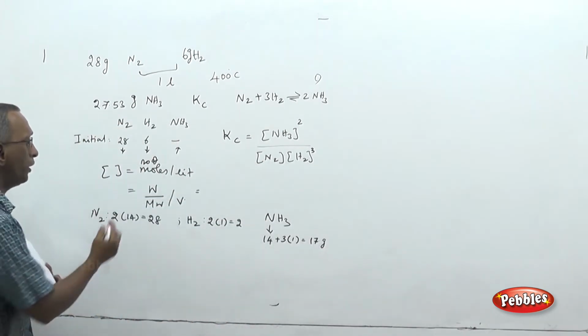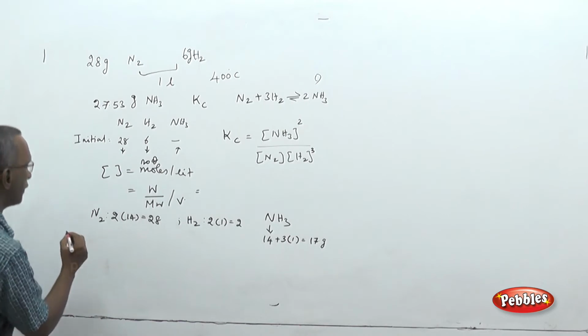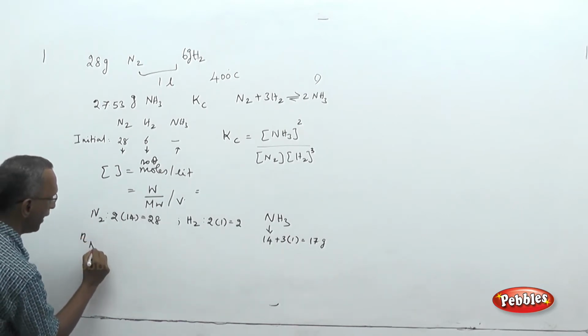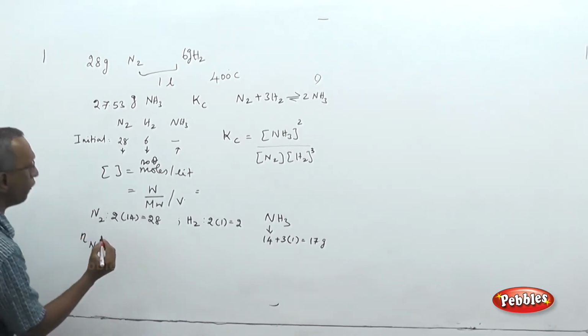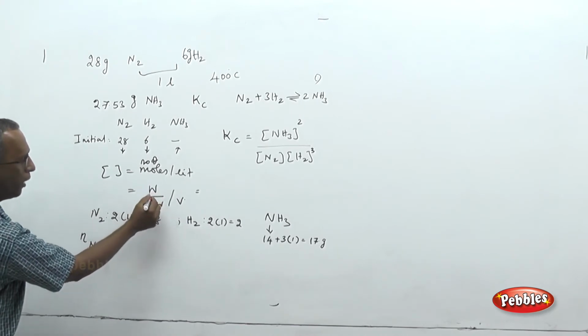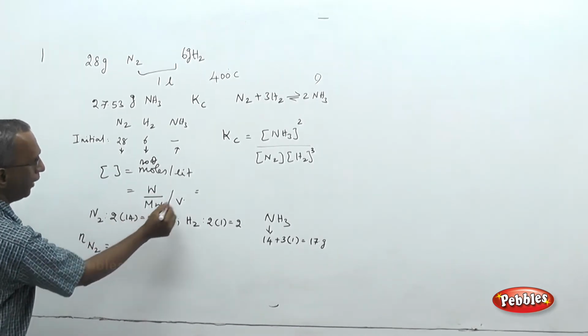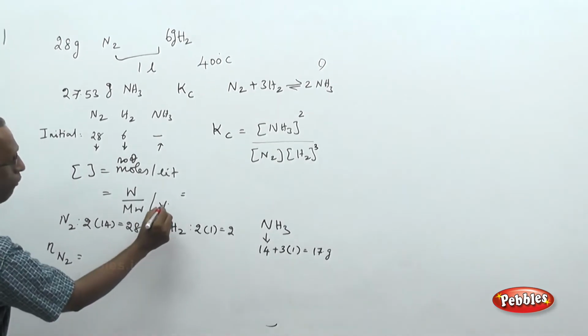So weight divided by molecular weight. First, the number of moles of nitrogen. The number of moles of nitrogen is weight divided by molecular weight, and the total divided by volume.